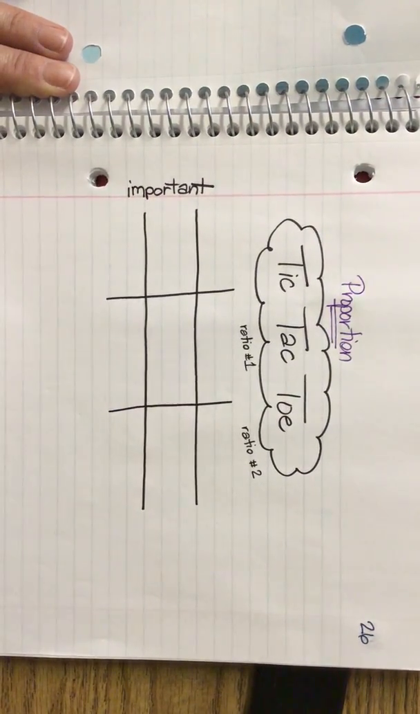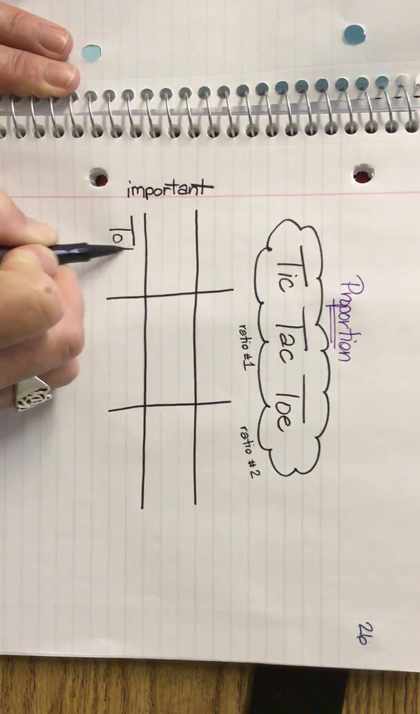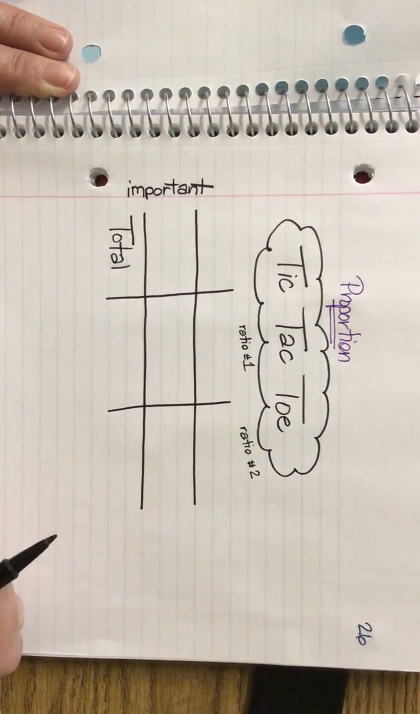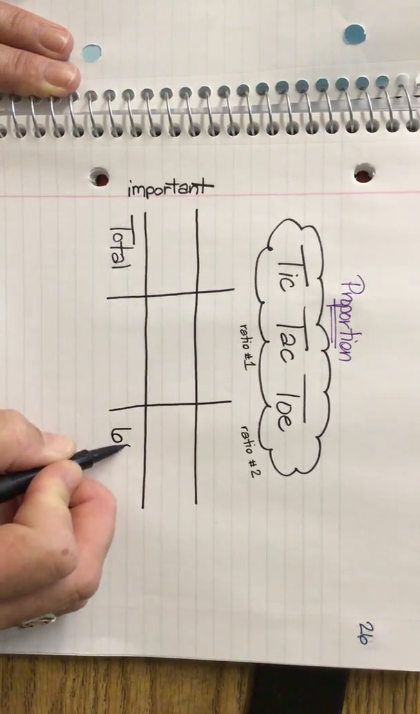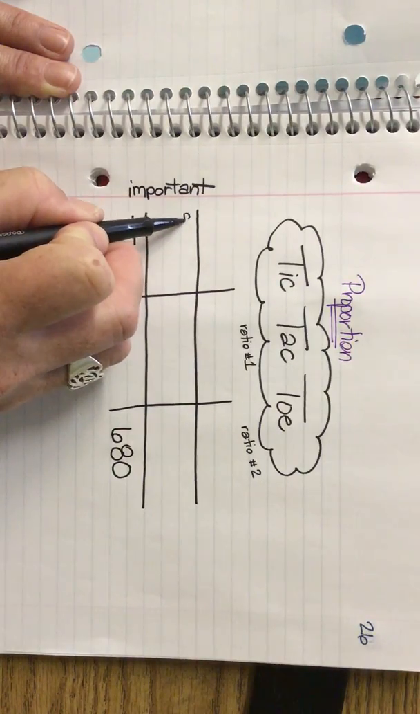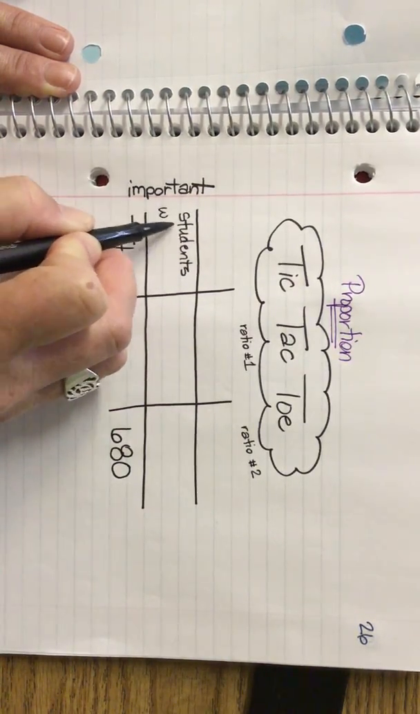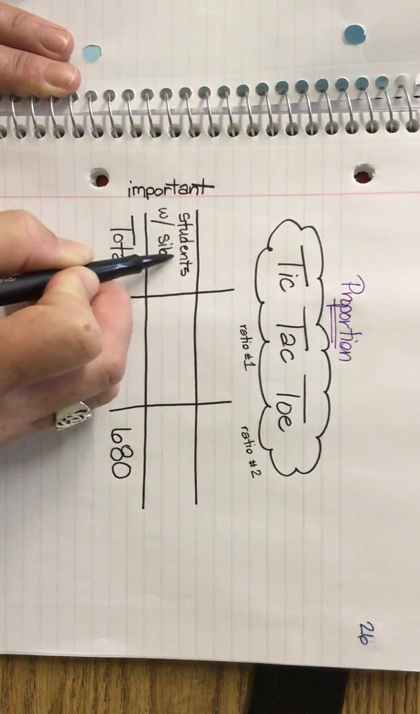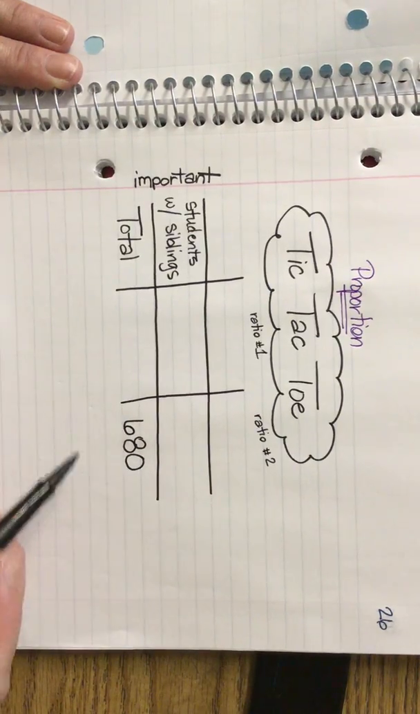So I'm going to pretend that we have a total number of students. I'm going to put a total here. Total number of students is going to be 680 students. And I want to know, the part would be students with siblings. So at Lake Air, we have 680.